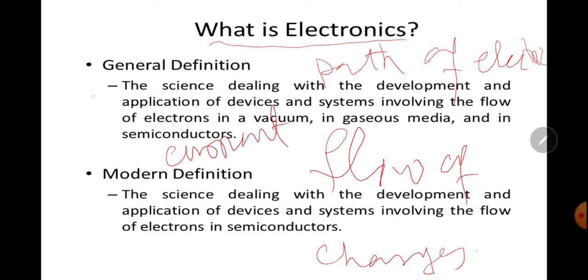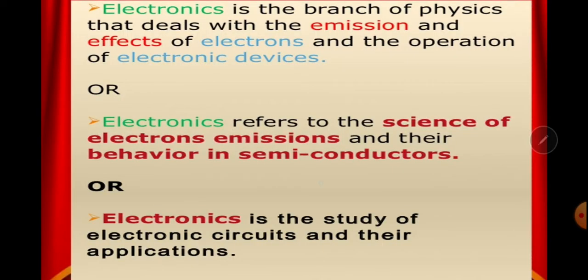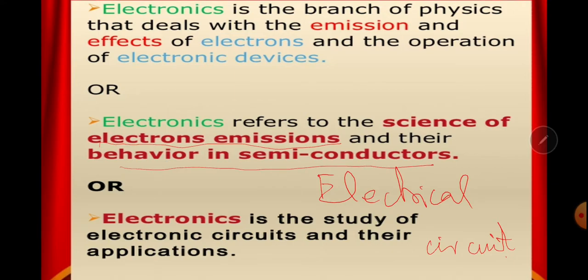Path of electric current means electrical circuit. Electronics is the branch of physics which deals with the emission of electrons, the emission and effect of electrons, and the operation of electronic devices. Electrons' emission and their behavior in semiconductors. Electronic circuits and their replication.